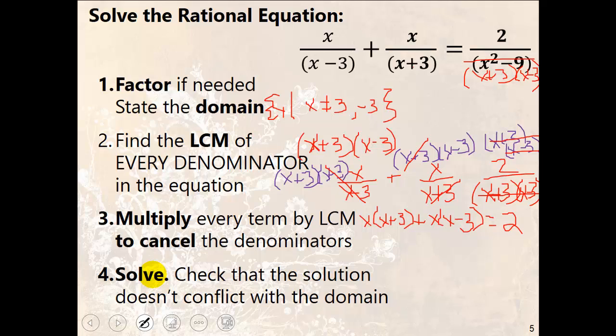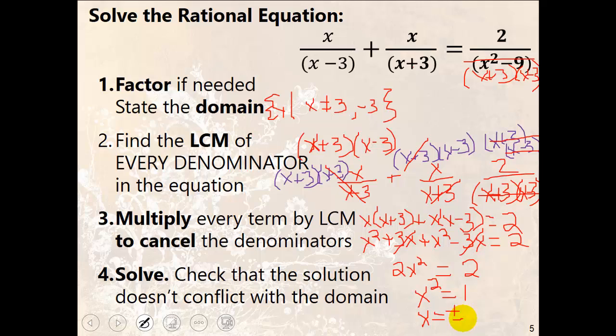Now we're going to distribute. We've canceled the denominators. Now we're going to distribute, collect like terms, and check our solution. So I get x squared plus 3x plus x squared minus 3x is equal to 2. X squared plus x squared, that's 2x squared, plus 3x minus 3x, those cancel. So I get 2x squared is equal to 2, x squared is equal to 1, and x is equal to plus or minus 1, right? And then we would check those in our original, and make sure that they don't conflict with the domain, which they don't.